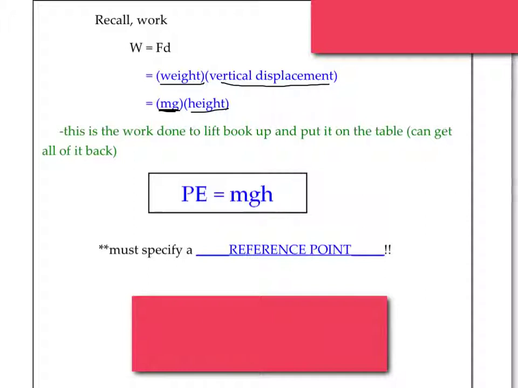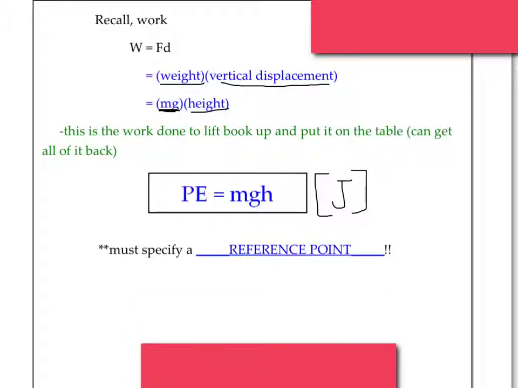And do you remember the units for work? Joules. Good, joules. So since the potential energy comes from the work that you did, it also has joules for its unit. Is it mass times gravity times height? Yep, so it's mass times gravity times height.